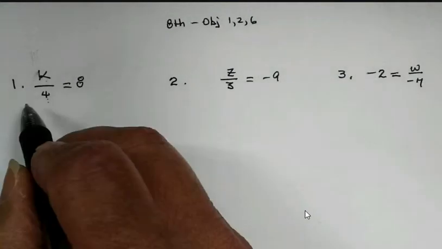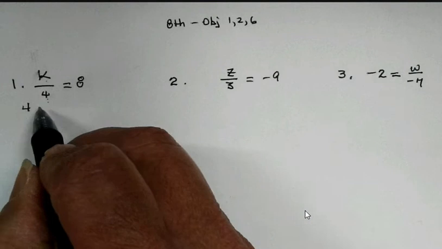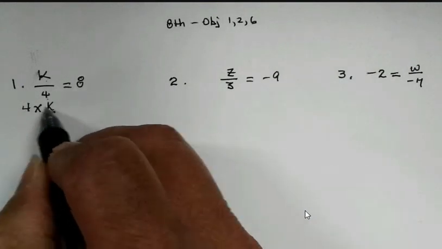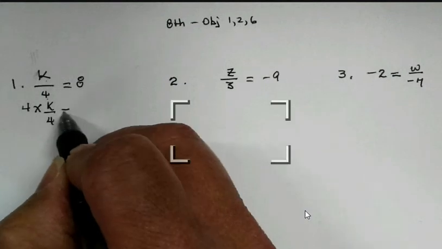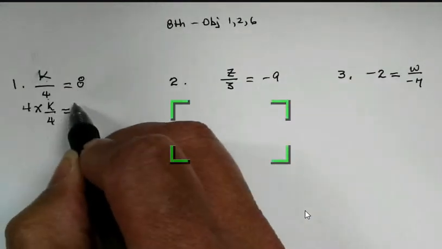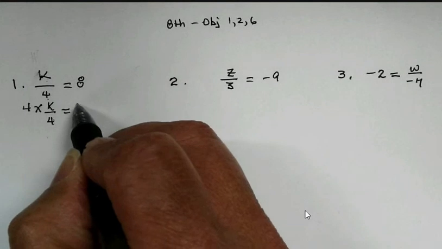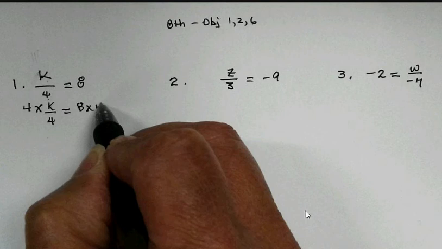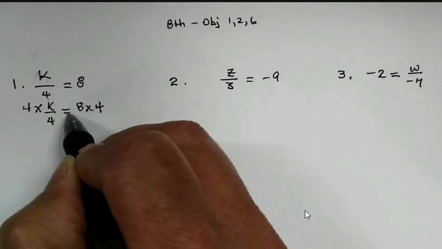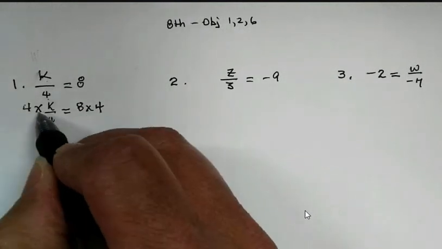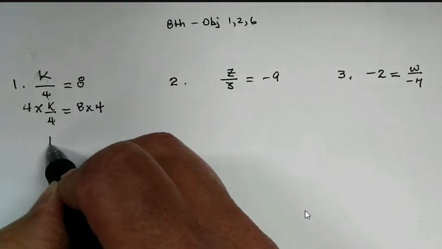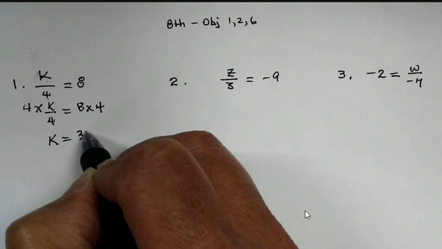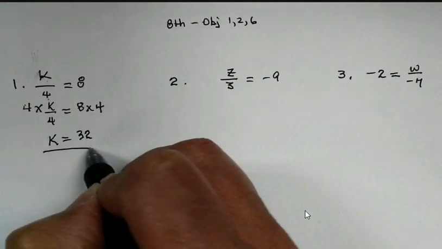So, what we're going to do is multiply the left side by 4 to cancel the division by 4. But, because it's an equation, if we multiply the left side by 4, we have to multiply the right side by 4 to keep it equal, to keep the balance. Now 4 divided by 4 is 1. 1 times k is k. 8 times 4 is 32. So our answer is 32.